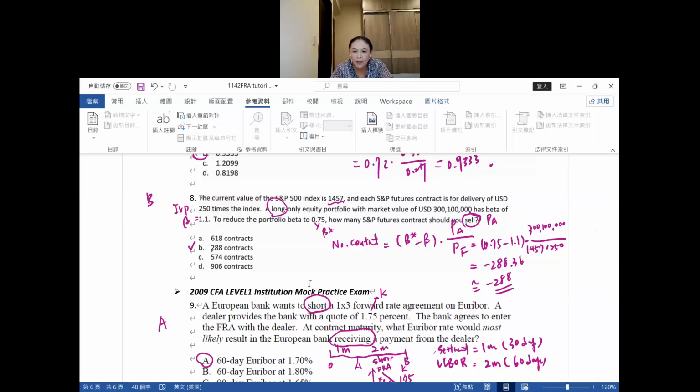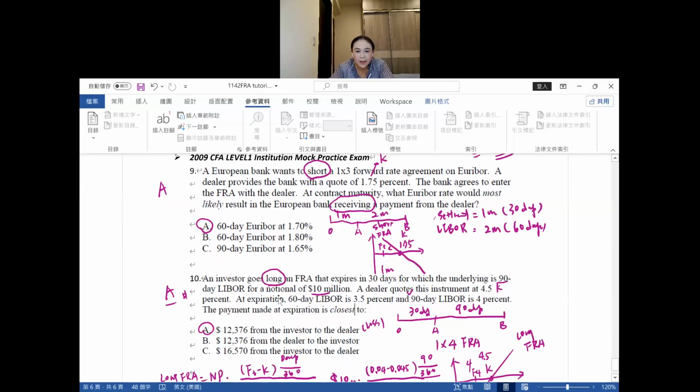So basically, we just put all the numbers into the formula. Beta star is 0.75 minus beta 1.1, and then multiply by your portfolio value, which is 300 million, divided by 1457, multiplied by 250. So you end up with a negative number. So you go short 288 contracts. The answer is B.